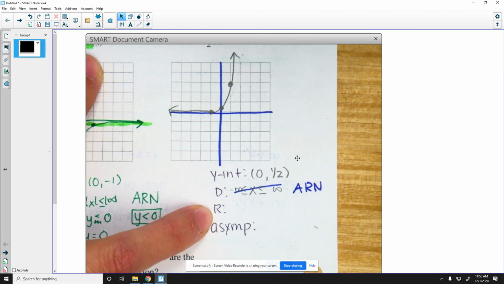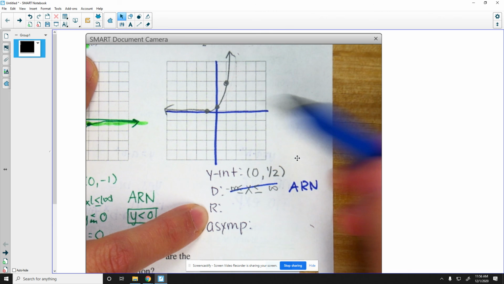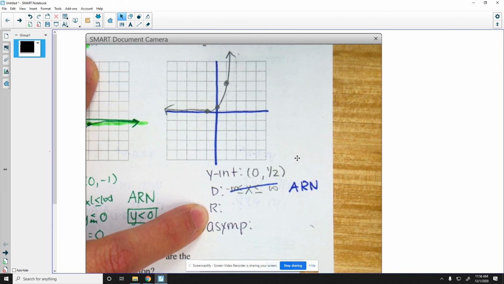Okay, range. This one's a little bit more tricky. Andrew? I have a question. Sure. In what situation would it not be all real numbers? Yeah, so in what situation would it not be all real numbers? For exponentials, no situation. Yeah. Okay, Lance?